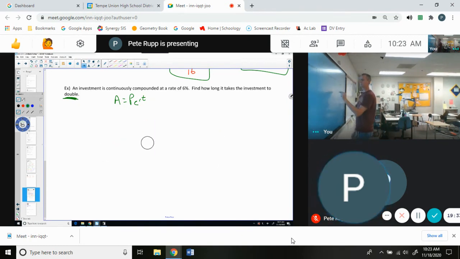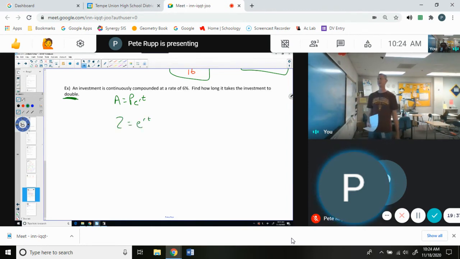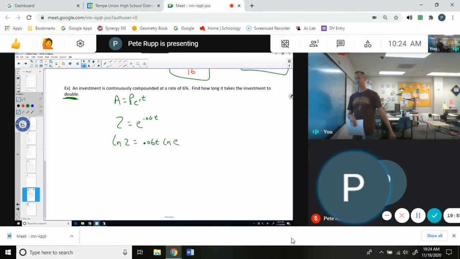So 2 equals e to the rt. It says it's compounded at a rate of 6%, so my rate is 0.06. And it says find how long, so that's my t. At that point, I'm going to take the natural log of both sides because I want to get my t down as a coefficient. So I have natural log of 2 equals 0.06t ln e. Same thing as last time, the natural log of e is just 1.